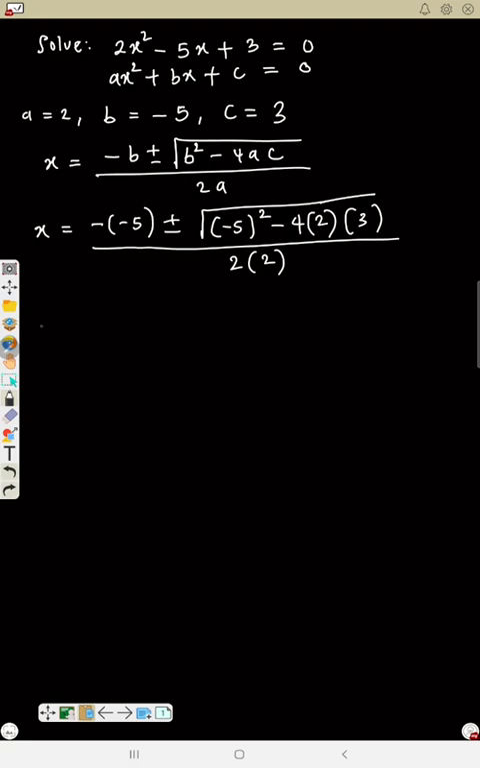So that means this will become x is equals to 5 plus or minus square root of, how? Because minus times minus is plus. That will be 5 plus or minus, now minus 5 square. The minus will not reflect because minus times minus is plus. So minus 5 square is 25. Then minus again 4 times 2, 8. 8 times 3, 24. That means this will be minus 24, divided by 2 times 2, 4.